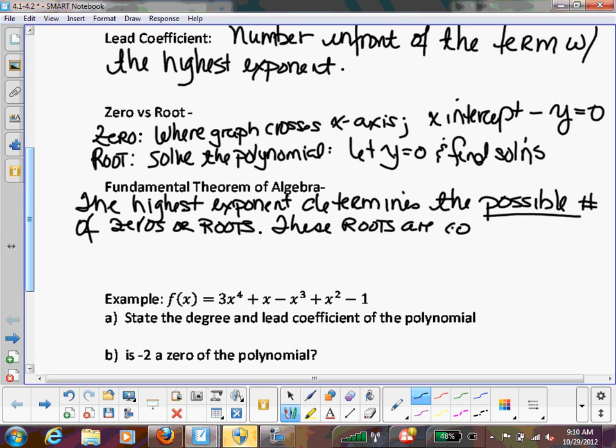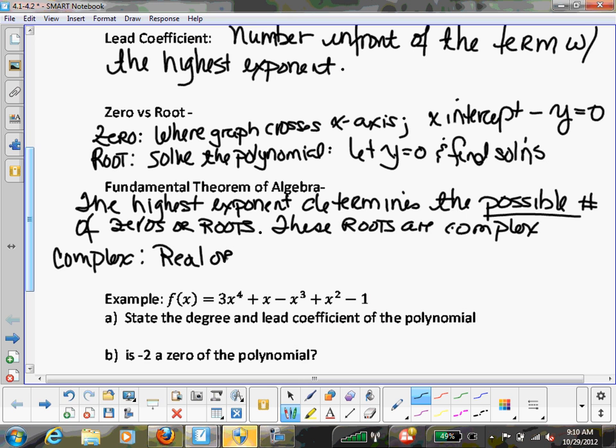What does complex mean? Complex means either real or imaginary. So I'm going to be dealing with i.